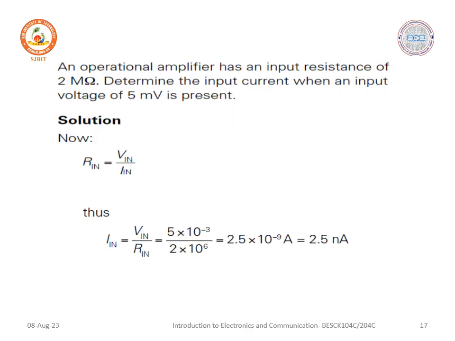Consider an example. An operational amplifier has an input resistance of 2 mega ohm. Determine the input current when an input voltage of 5 millivolt is present. Rin is V in by I in, so we can find the input current I in as V in by R in, so that we get the input current as 2.5 nanoampere.